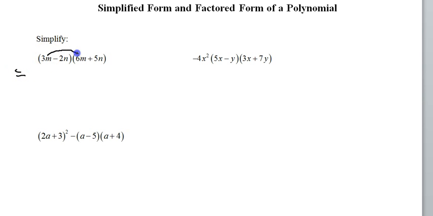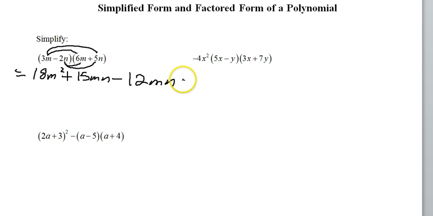The first product, 3m times 6m, is 18m squared. The outer product, 3m times 5n, is plus 15mn. The inner is negative 2n times 6m, which is minus 12mn, and the last, negative 2n times 5n, will be minus 10n squared. And we collect those because we have like terms.